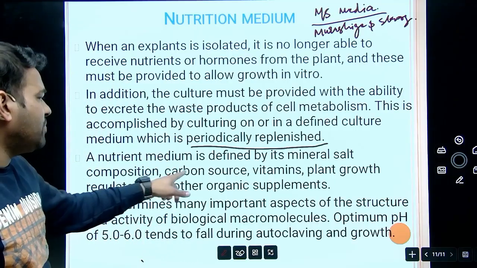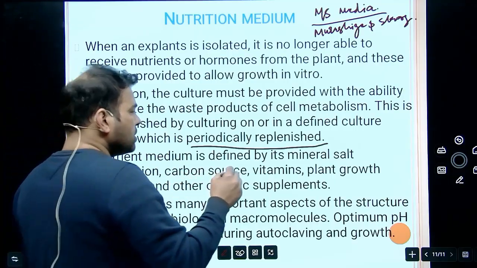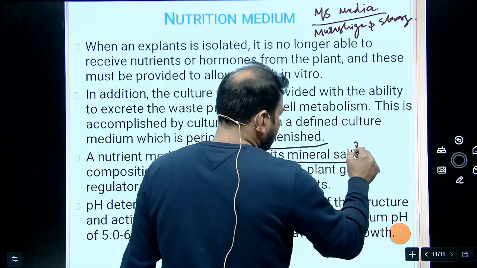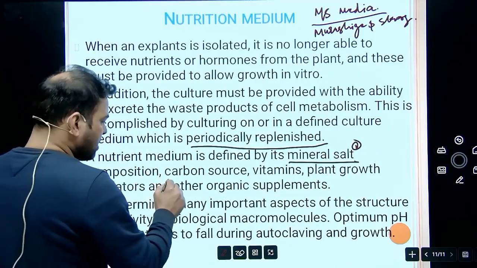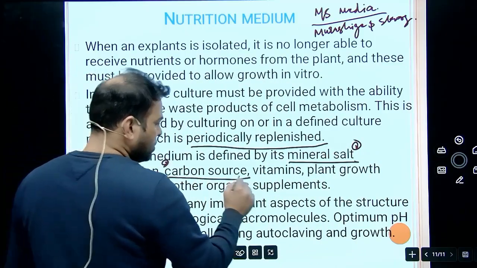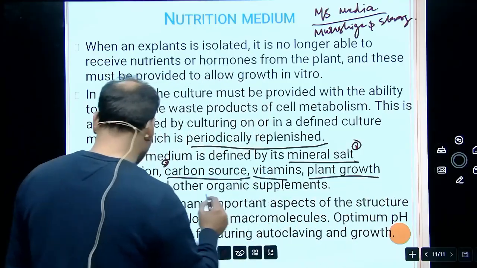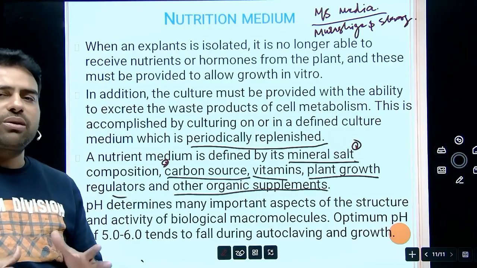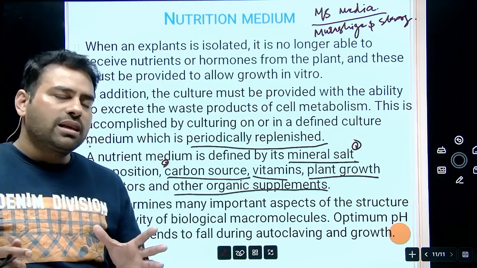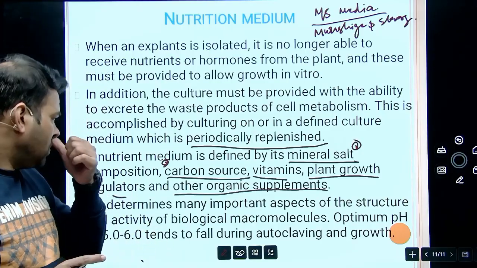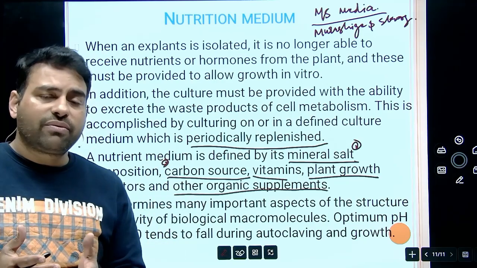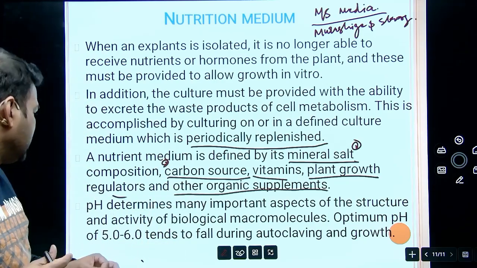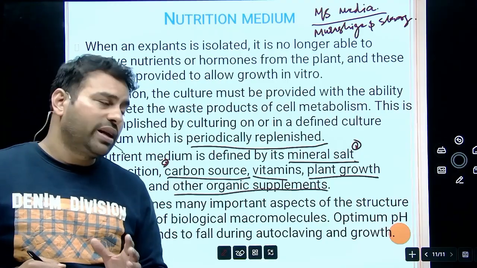Nutrient media is defined by mineral salts. These are the important mineral salts first. Second is the carbon source. Third are vitamins, plant growth regulators, and other organic supplements. These are the components of a nutritional media, and all have different functions in the media. The pH is also very important.